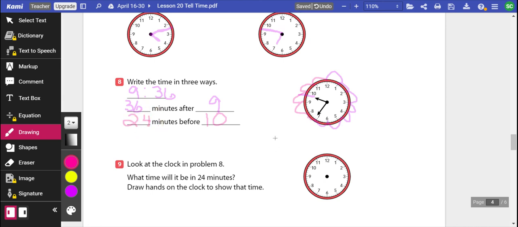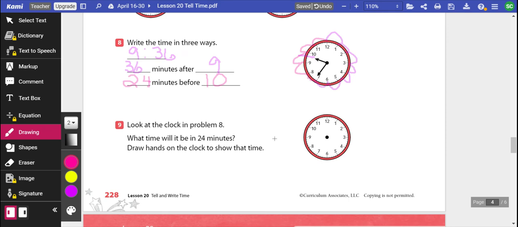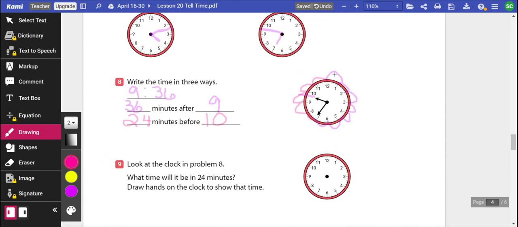All right. Number 9. Look at the clock in problem 8. So we got to look back up here. What time will it be in 24 minutes? Draw hands on the clock to show that time. So let's think about what time it is. It's 9:36 right now. And it said, what time will it be in 24 minutes?